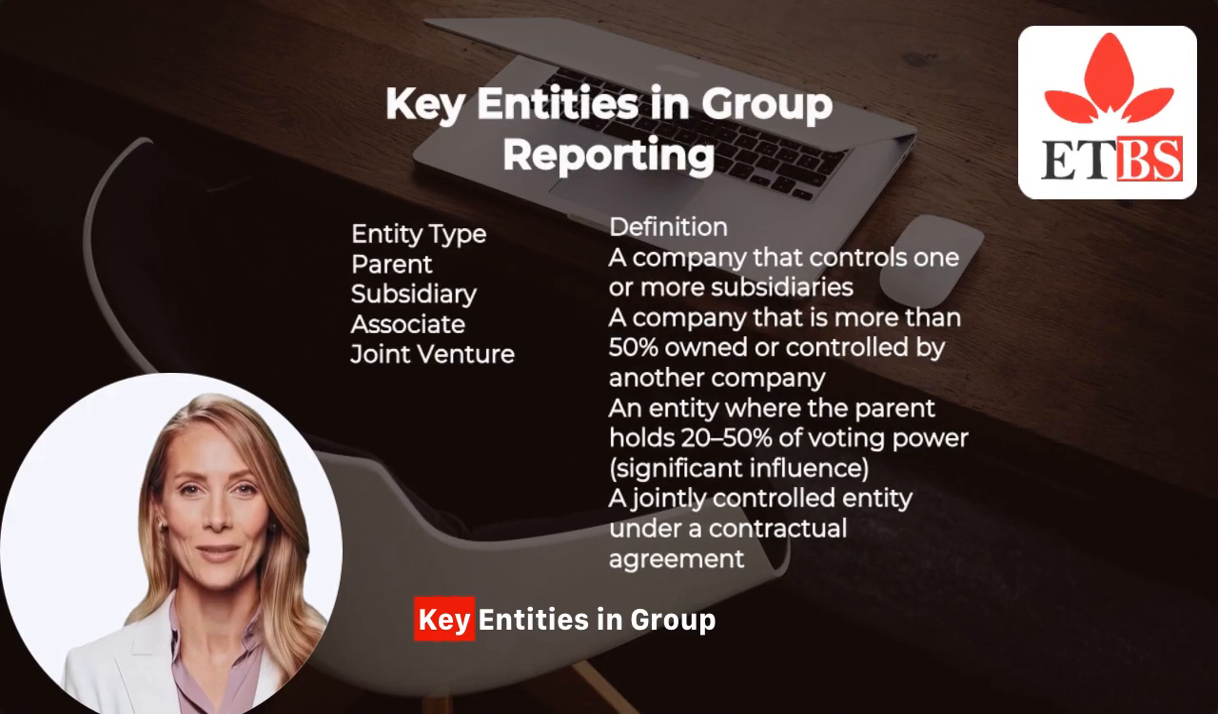Key entities in group reporting. In today's teaching, we will be using entity type and definition in our table. 1. Parent: a company that controls one or more subsidiaries. 2. Subsidiary: a company that is more than 50% owned or controlled by another company. 3. Associate: an entity where the parent holds 20 to 50% of voting power, with significant influence. 4. Joint venture: a jointly controlled entity under a contractual agreement.